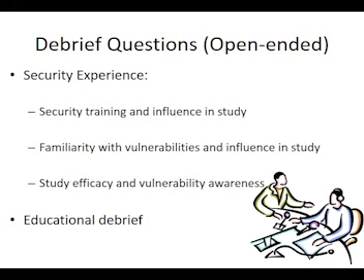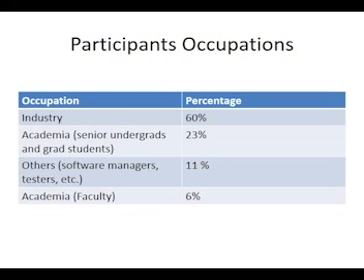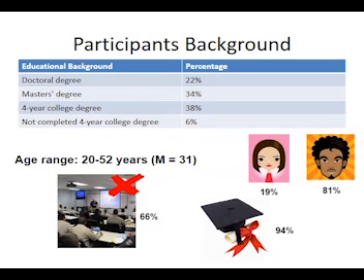Okay, so this is a breakdown of their occupations. Most of them were from the industry. We had some from academia, and we were careful to select only senior undergrads and grad students. We also had software managers or software testers, and we had faculty in this study. And their background, most male, 94% had a degree. Most of them had a 4-year college degree, and 66% of them never took a security class in their careers.